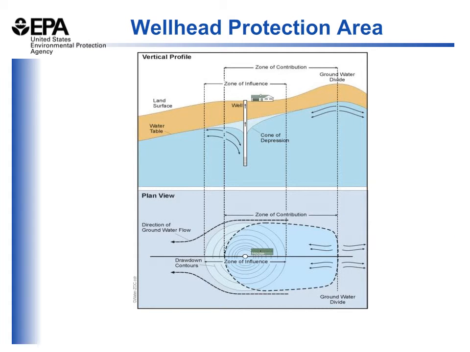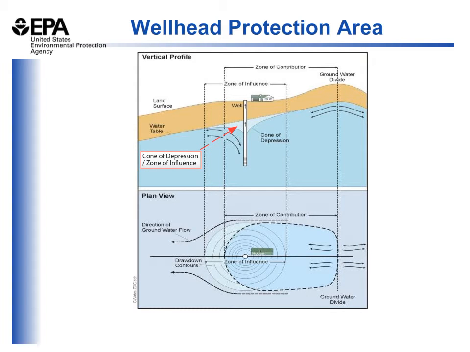If the source water protection area for a surface water intake is the surface watershed to that intake, source water protection area for a groundwater well will be known as a wellhead protection area. And this is mapped by looking at the direction of groundwater flow in the vicinity of the well, as we discussed earlier, and also looking at how that groundwater flow direction is impacted by the pumping of the well. When you pump a well, you draw down the water table in the immediate vicinity of the well and create a cone of depression around the well.